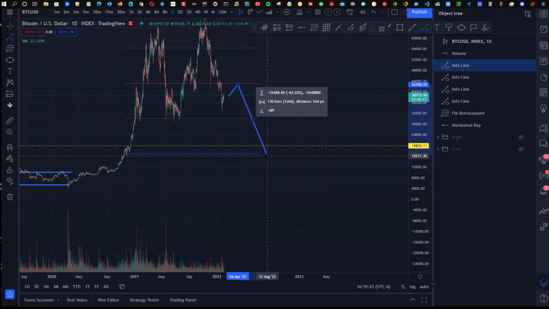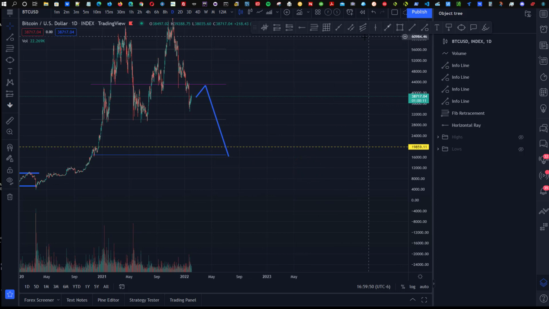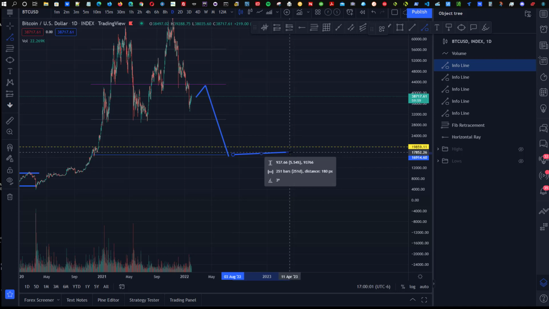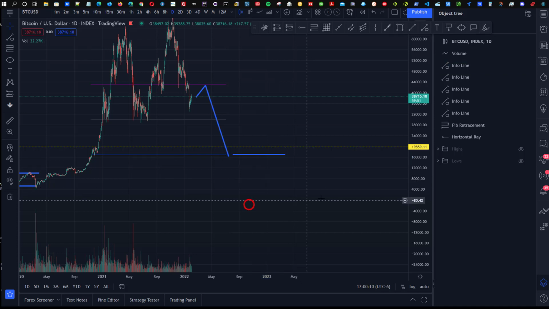And let's say it takes not that long. Let's say it takes about 90 days, 130 days. And then let's say it spends 200 and some odd days in this little range here. I mean, it's a big range. It'll be about a 20 to 30% range. But let's say it spends 230 days, which puts us right around April of 2023. April 2023.